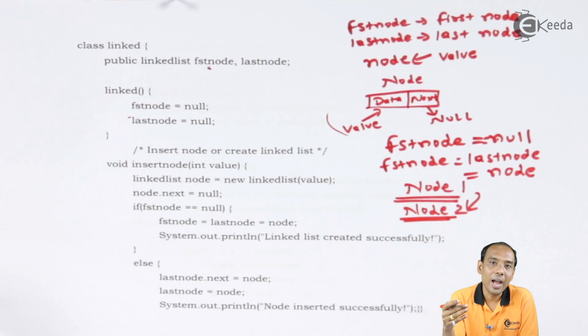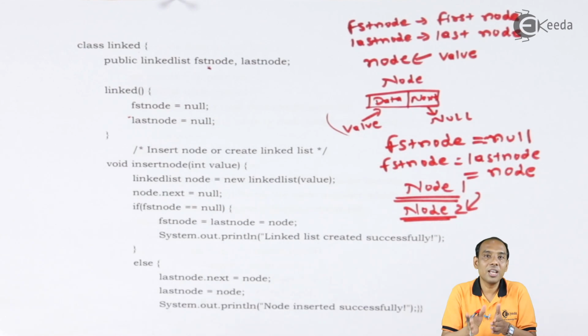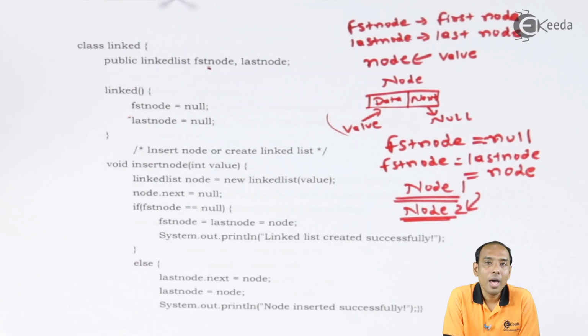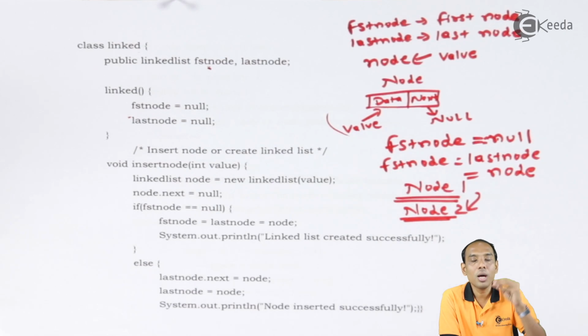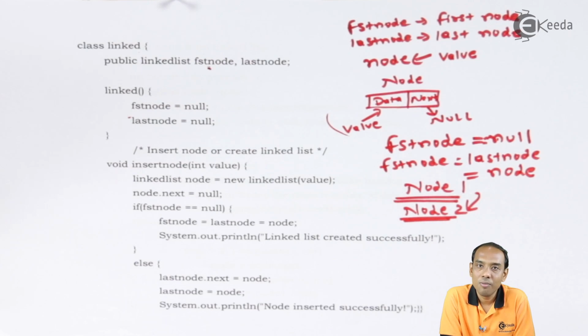Like this I can add many more nodes into the linked list. So my linked list now consists of n number of nodes, starting from the first node and going up till the last node variable. Okay, so the last node will obviously point to the null value.